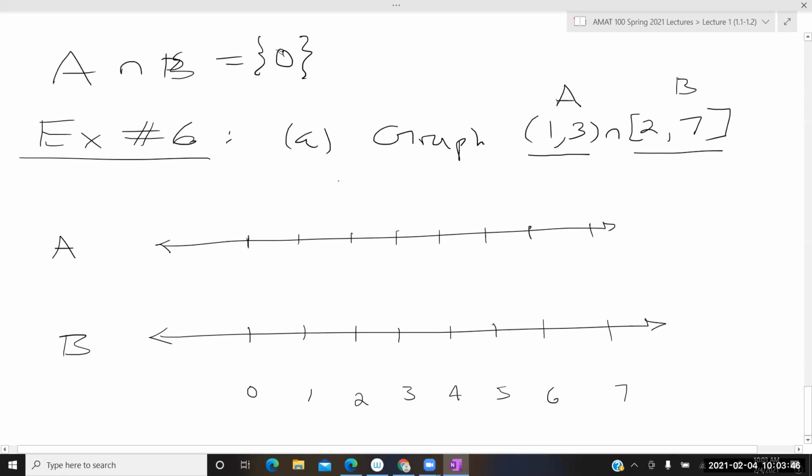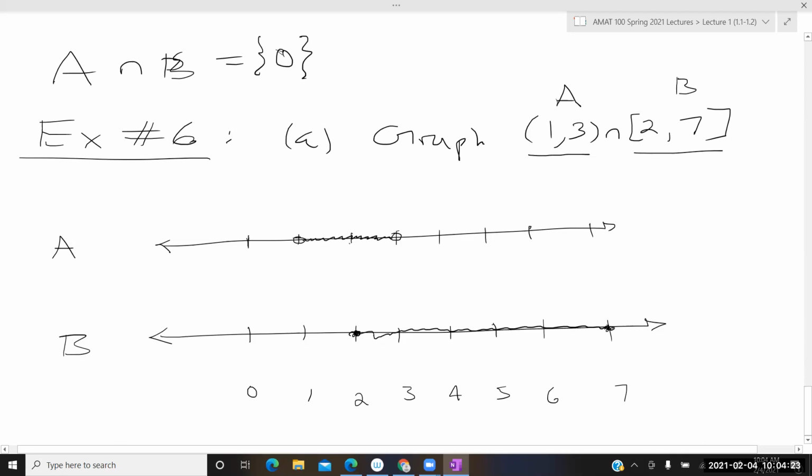A is everything from 1 to 3. I'm going to put an open circle at 1 because the parenthesis indicates that we don't include the endpoint. And I'm going to put an open circle at 3. And then it's everything between there. And then for B, it's everything from 2, so a solid circle at 2, and then a solid circle at 7. And that's everything between there. Then the idea is I want to look at what's overlapping.